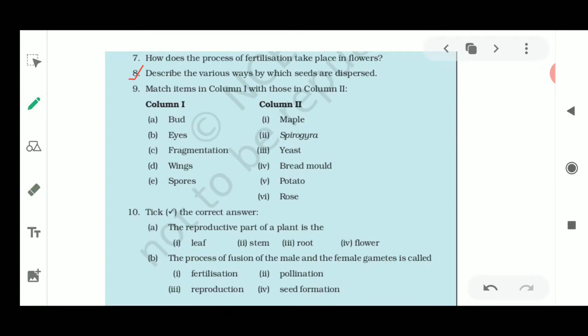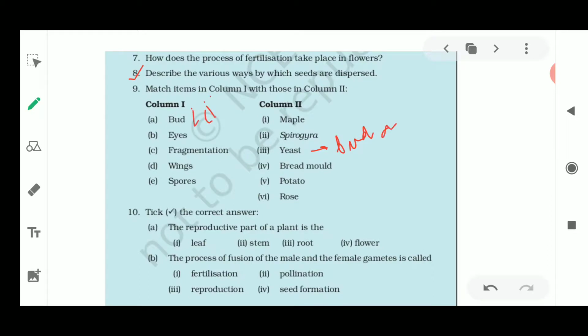So we'll match the column. It is the next question, that is question number 9. The first question is buds in the first column, and in the second column: maple, spirogyra, yeast, bread mold, potato, and rose. So what will be the correct answer for this first part? Buds, you are going to join with yeast. Okay, bud will be joined with yeast. But why? Because budding happens in yeast, so bud will be joined with yeast. So first is joined with third.